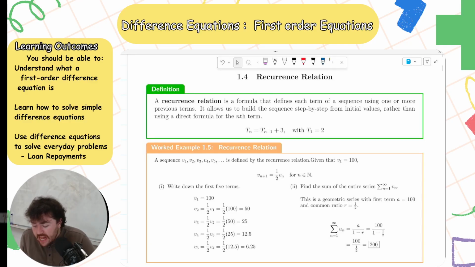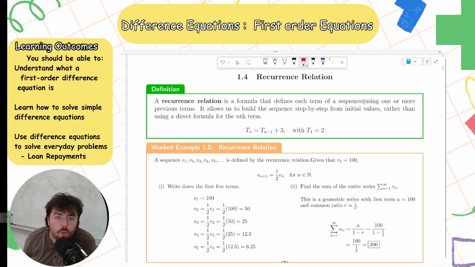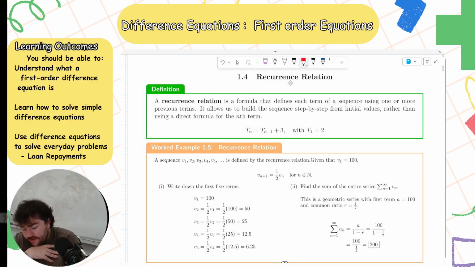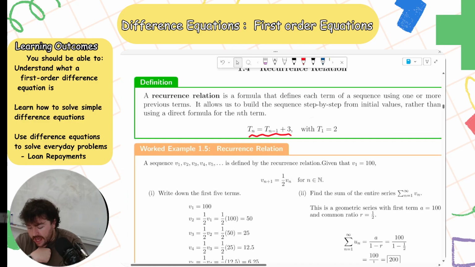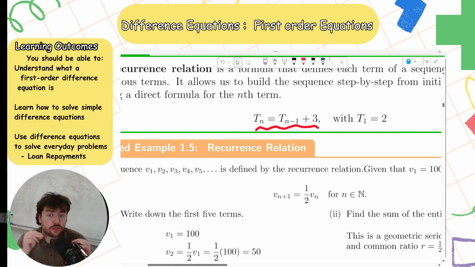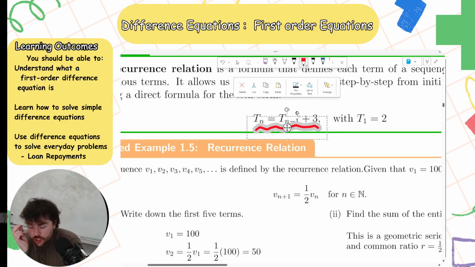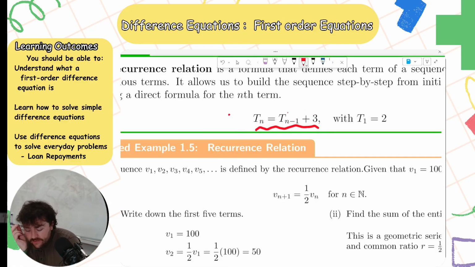So a recurrence relation is a formula that defines each term of a sequence using one or more previous terms. So for example, to get the next term, you times the previous term by 2. Or to get the next term, you times the previous term by 2 and add 5. You know, stuff like that. So an example of a recurrence relation is this one. Tn is equal to Tn minus 1 plus 3. So to get the next term, you have to add 3 to the previous term, Tn minus 1.